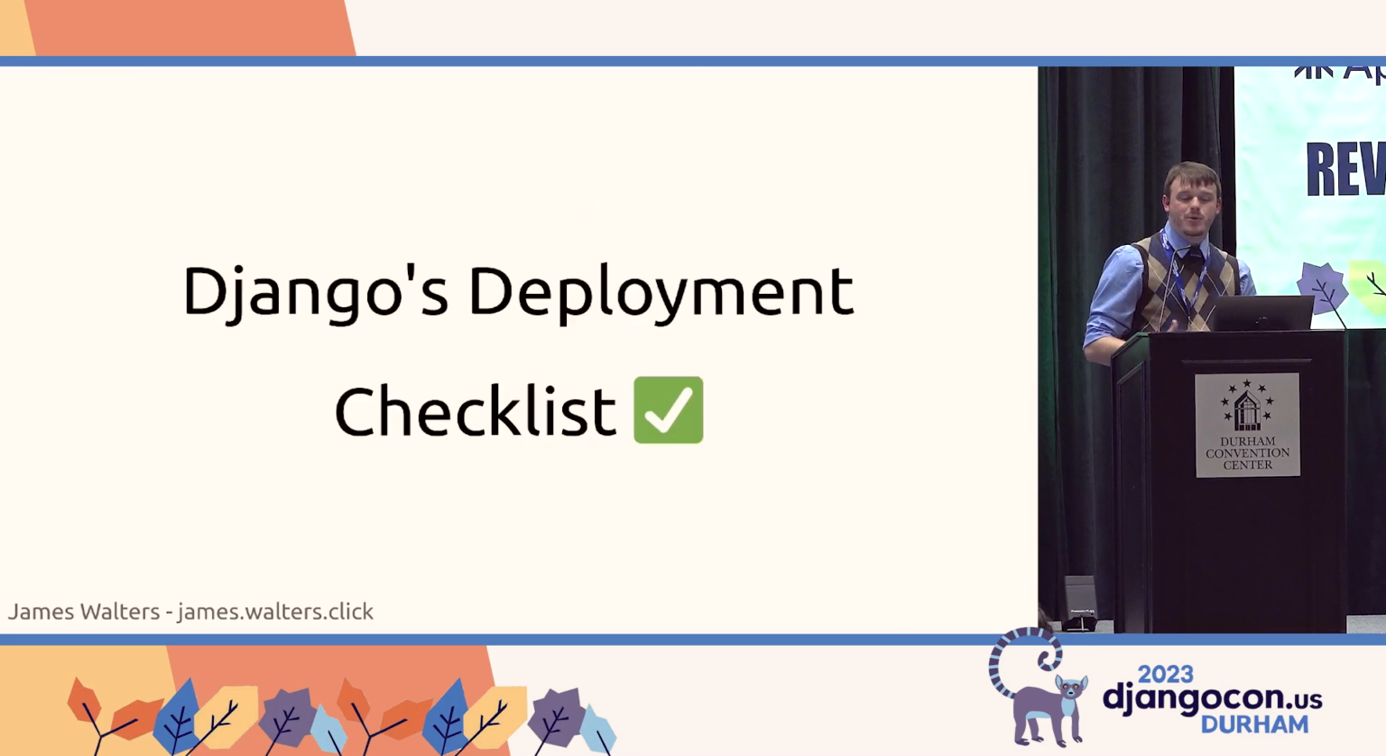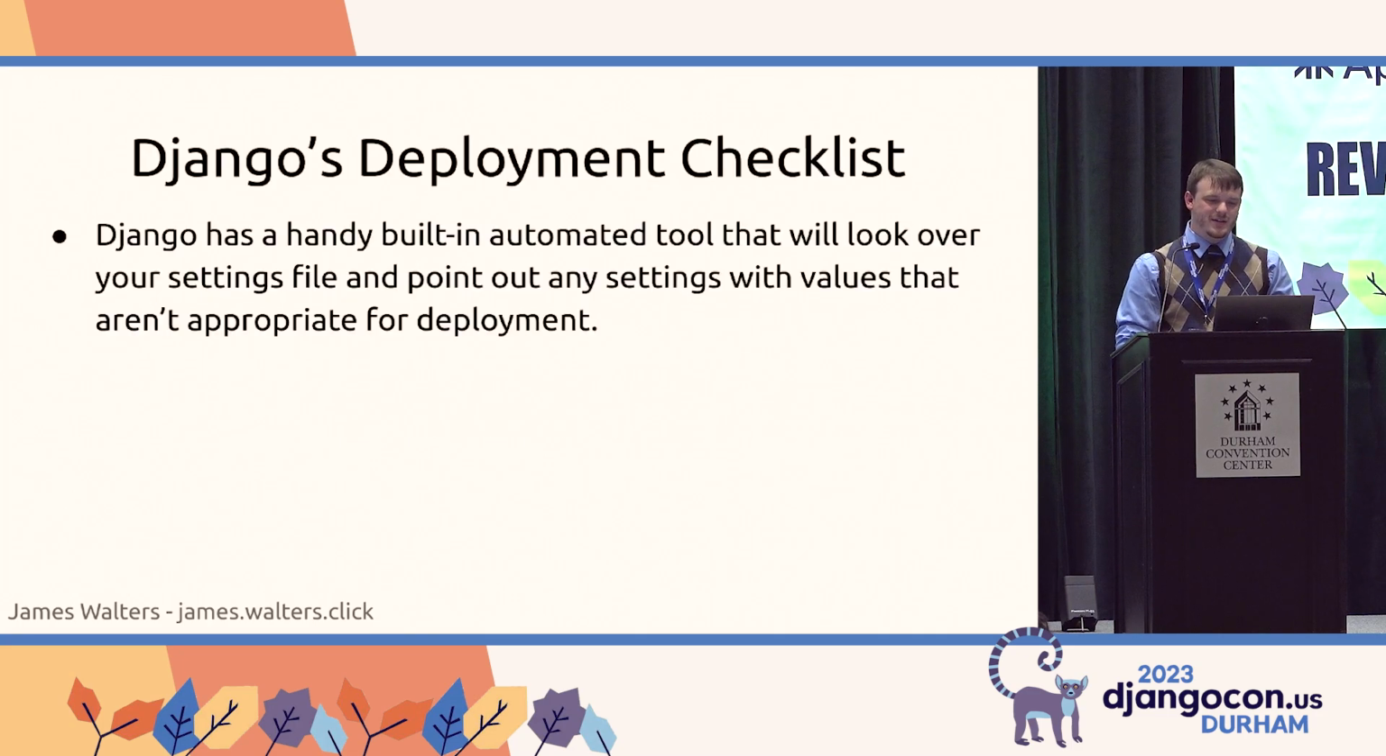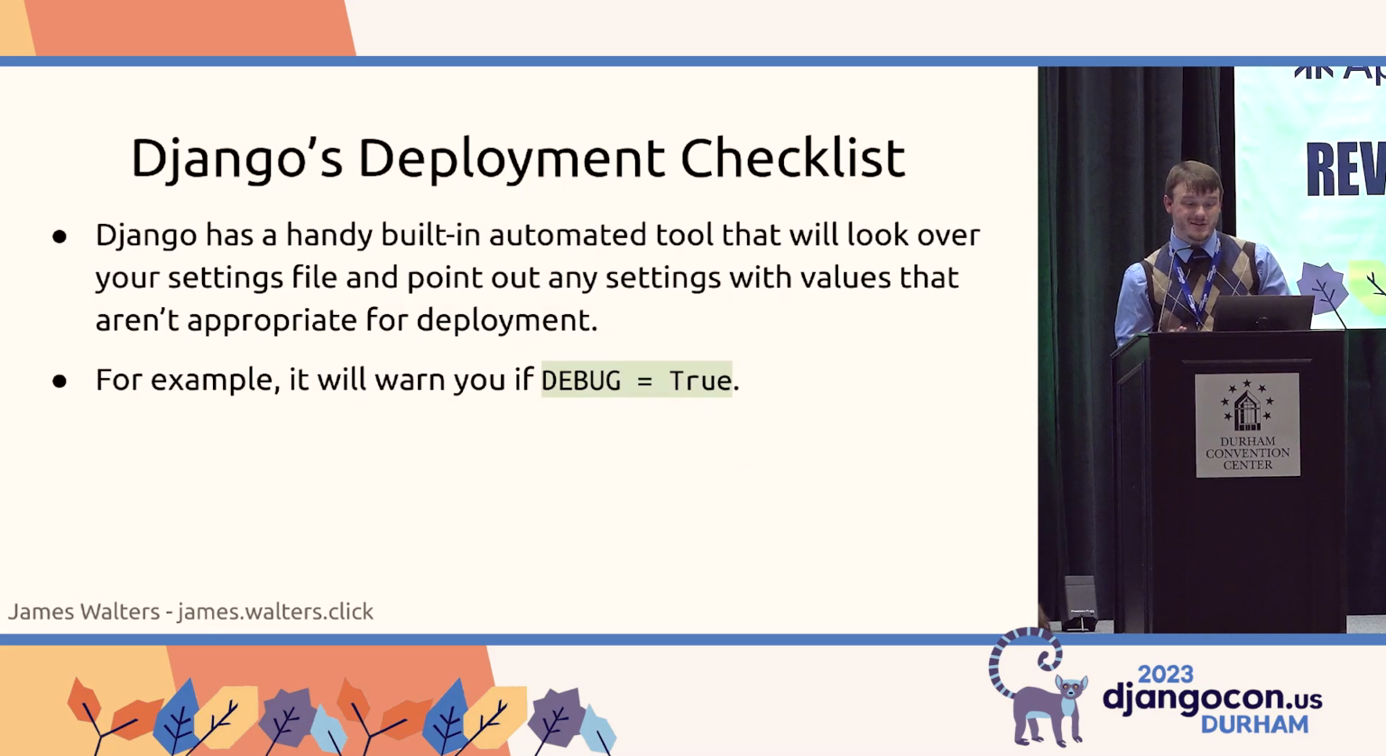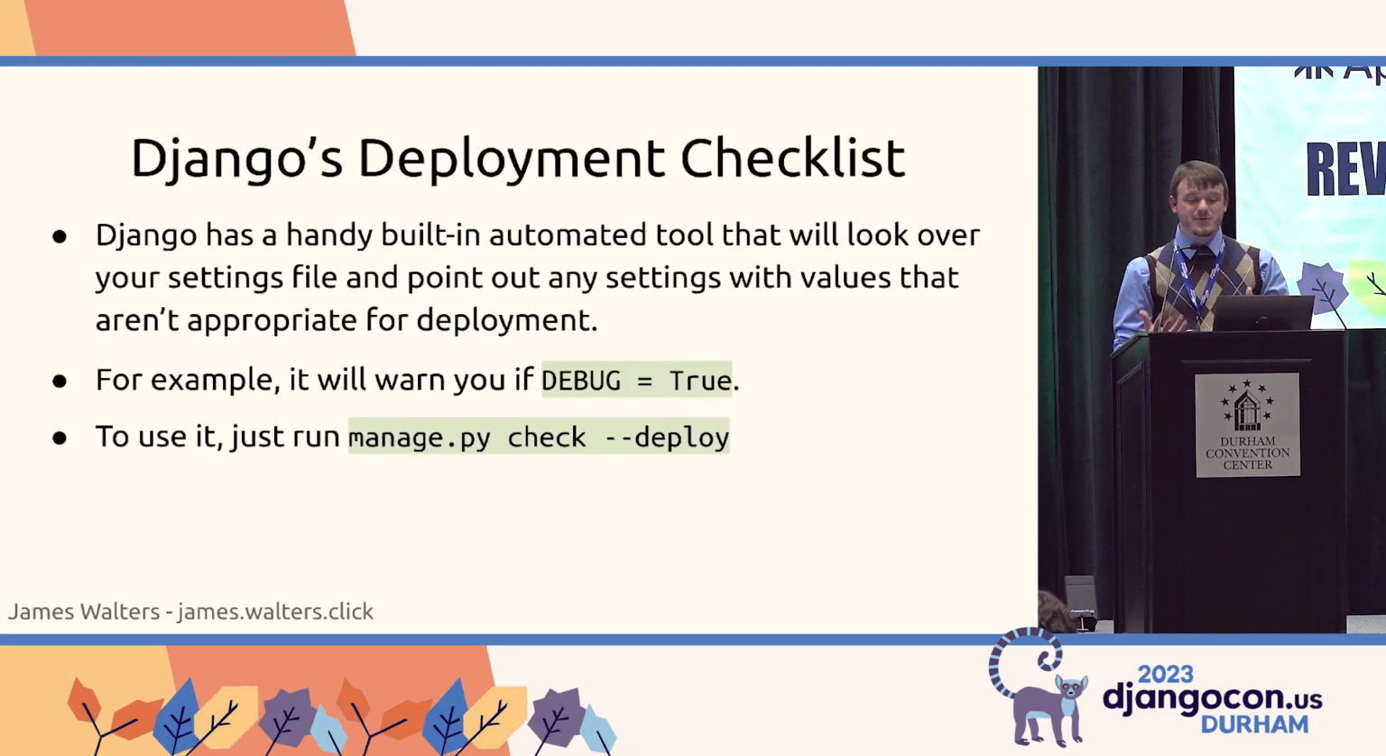All right, lastly, I'll point out a couple of tools that are helpful in getting a grip on deployment. First is Django's own built-in deployment checklist. Basically, this is a little tool that scans over your settings file and tries to warn you about things that might not be configured safely when you get deployed. For example, it'll warn you if debug is still set to true. That would leak important information about your app to an adversary. To use it, you just run manage.py check --deploy.